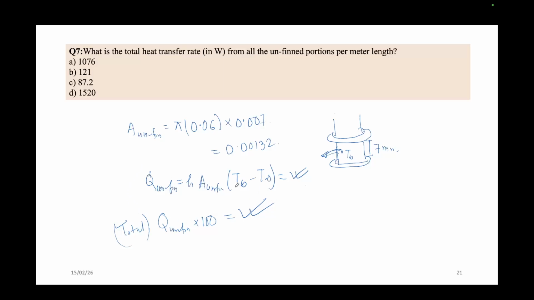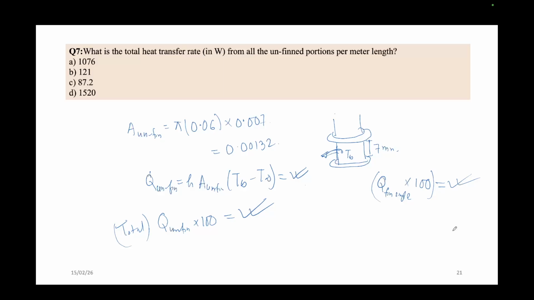So similarly, in the previous slide, you got Q fin single. How many fins are there? 100. Yes or no? So you can find out this one also. The question can be asked for the 100 fins. What is the total? And they can also ask what is the total heat transfer from the fin section.